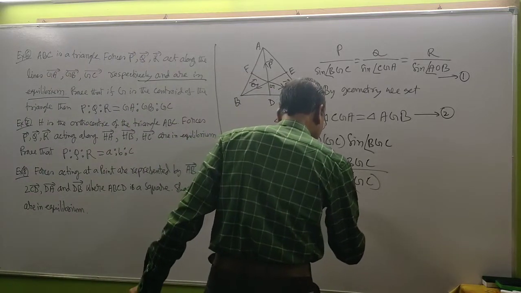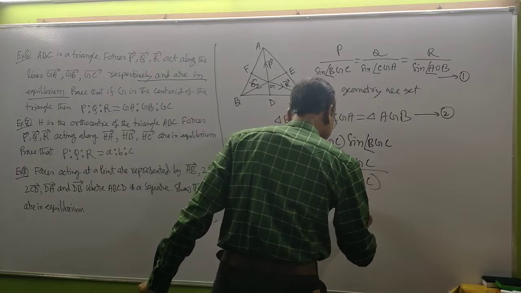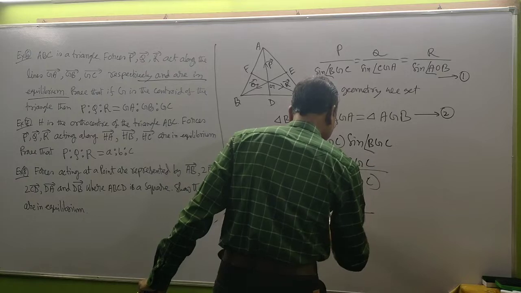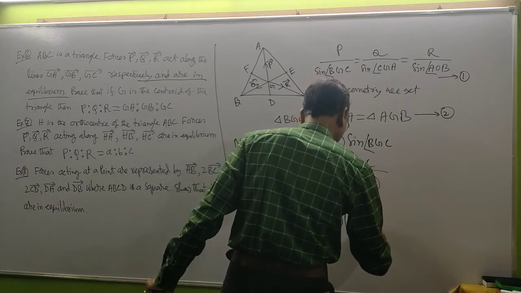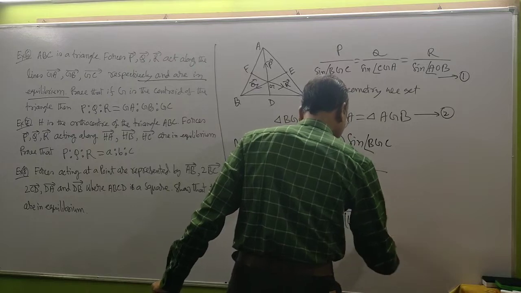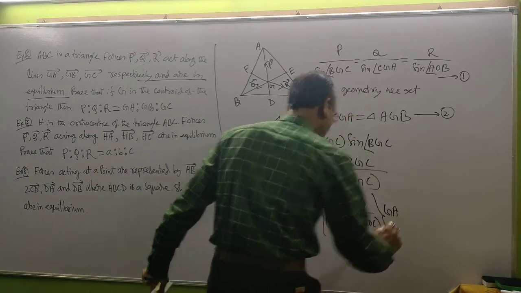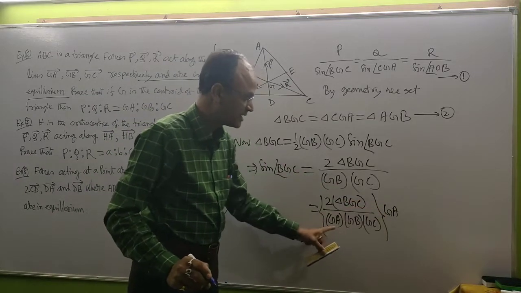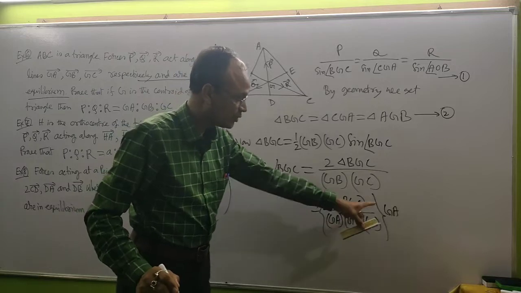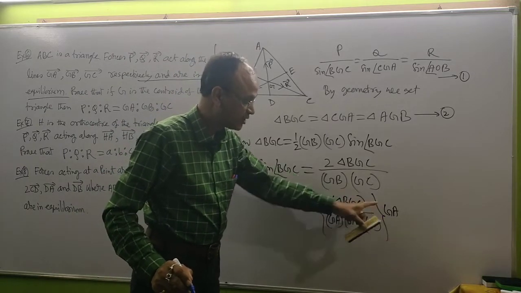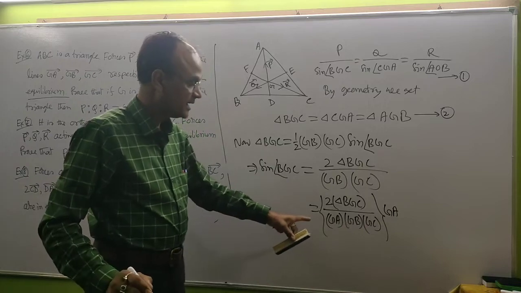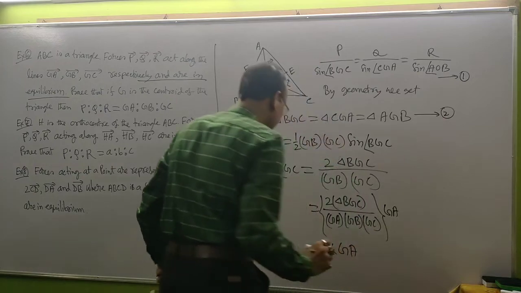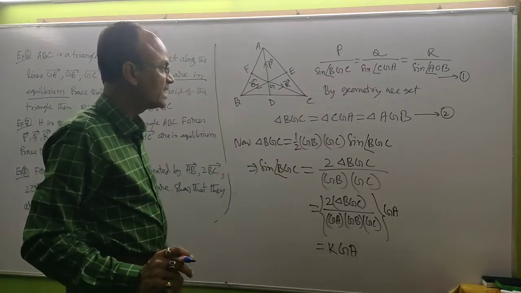Or you can write 2 times the area of the triangle BGC divided by GA GB GC, multiplied by GA. We have multiplied GA in the numerator and in the denominator also. Suppose this term is K. Then sin BGC equals K into GA.